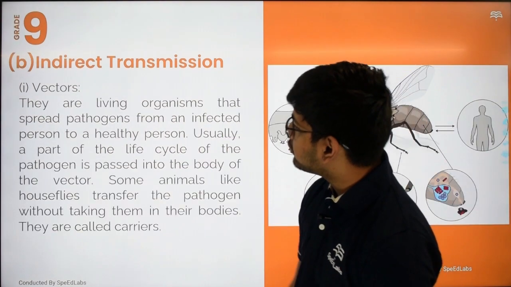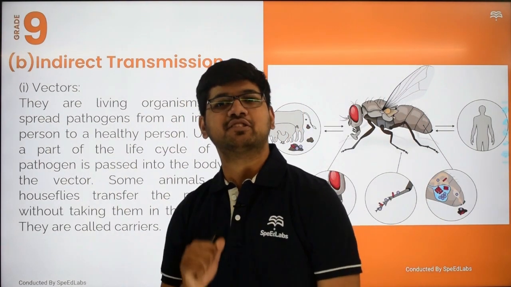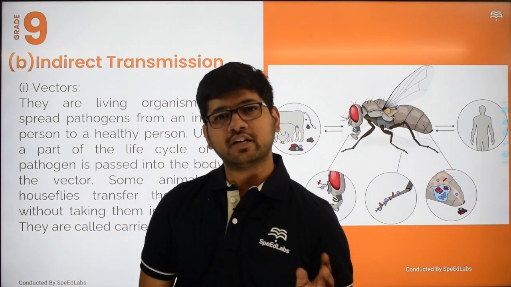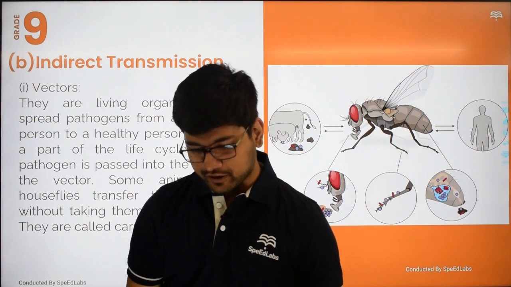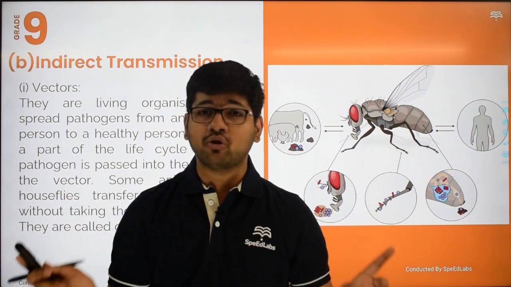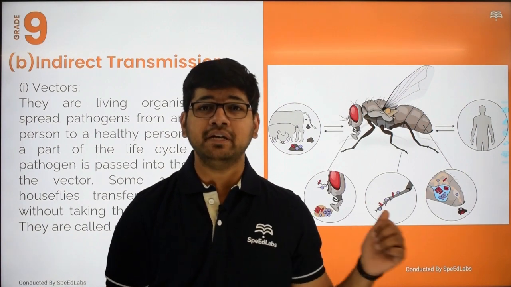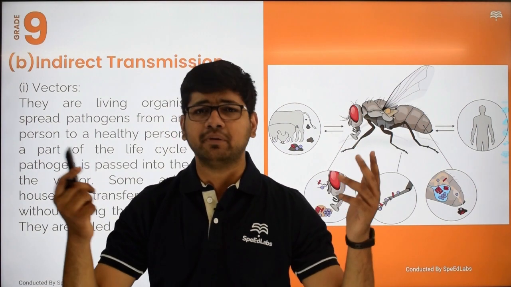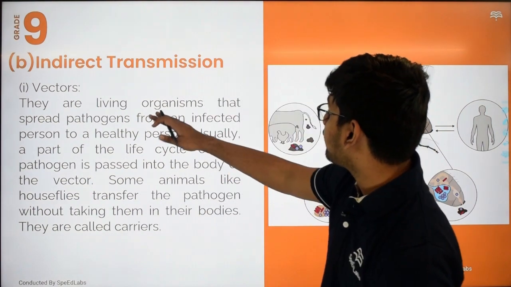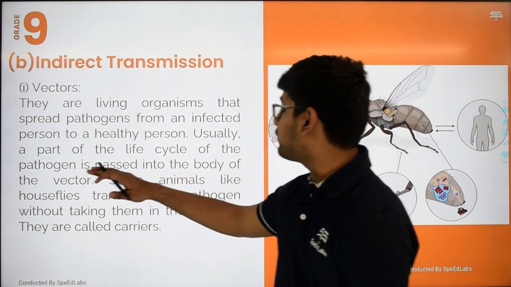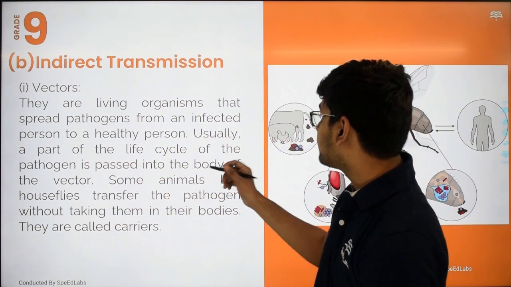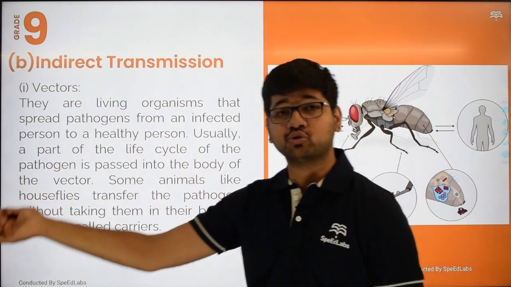Along with it, now we talk about indirect transmission. That means the disease occurs from an infected individual to a healthy individual, but they don't have direct contact. All right, there is a medium, a vector, or a carrier that may cause the disease, right? They are living organisms that spread pathogens from an infected person to a healthy person. Usually a part of the life cycle of the pathogen is passed in the body.